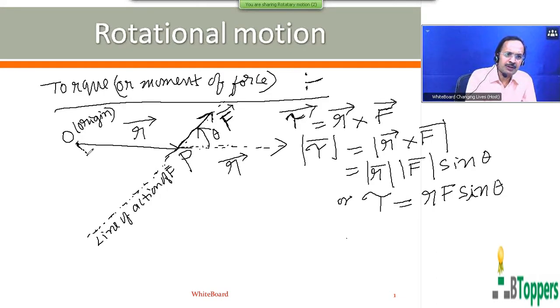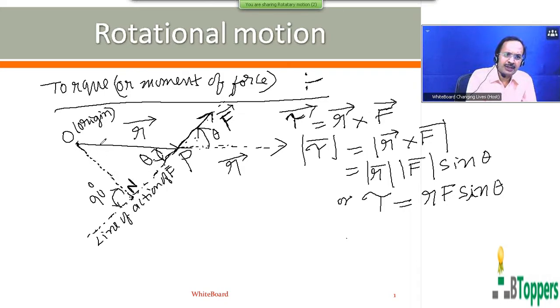You can drop a perpendicular from the origin O on the line of action of the force F bar. Let N be the foot of the perpendicular dropped from the origin O on the line of action of the force F bar. That means ONP is a right angle triangle. So the angle OPN will be equal to theta, since vertical opposite angles are equal.